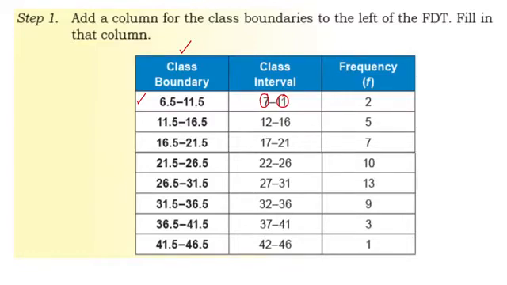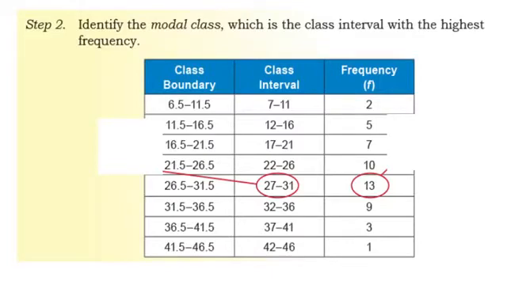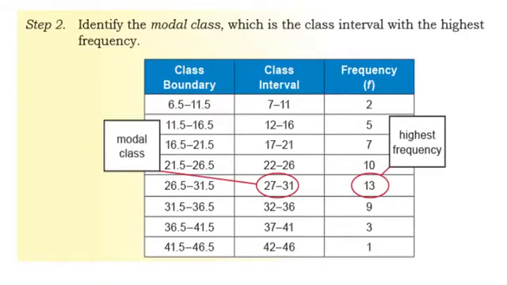Now, let's go to step number 2. Step number 2 is to identify the modal class. It's so simple. What is the highest frequency there in the frequency column? 13. So the highest frequency is 13. Therefore, this will be the modal class. The class having the highest frequency is the modal class.